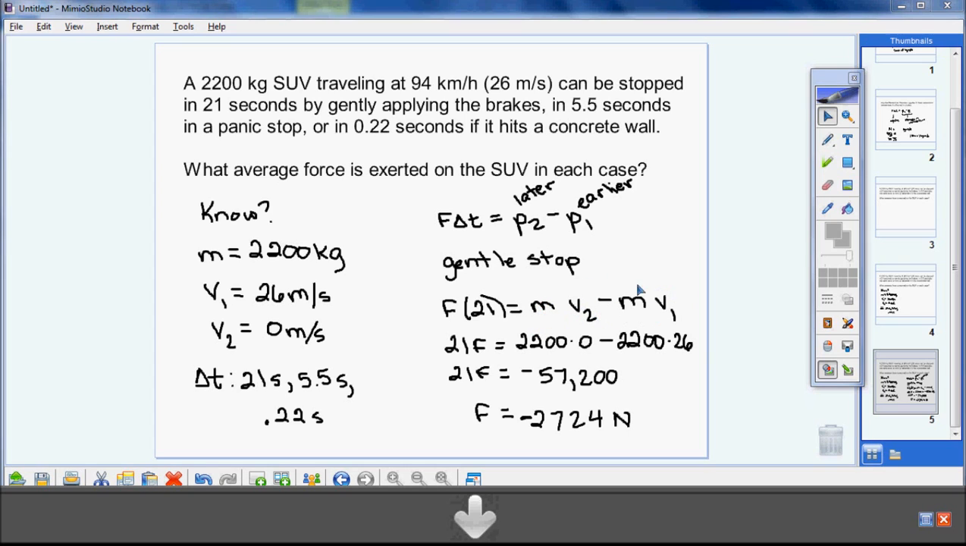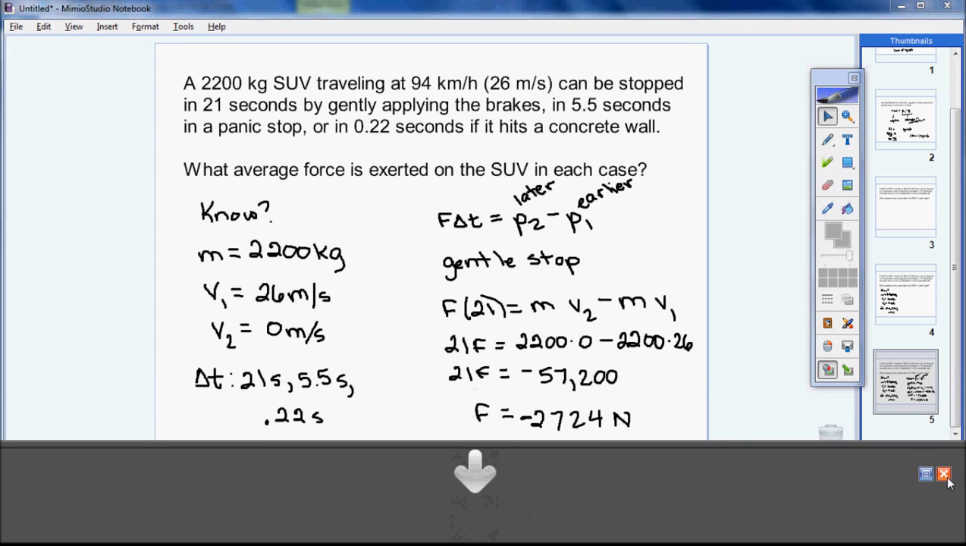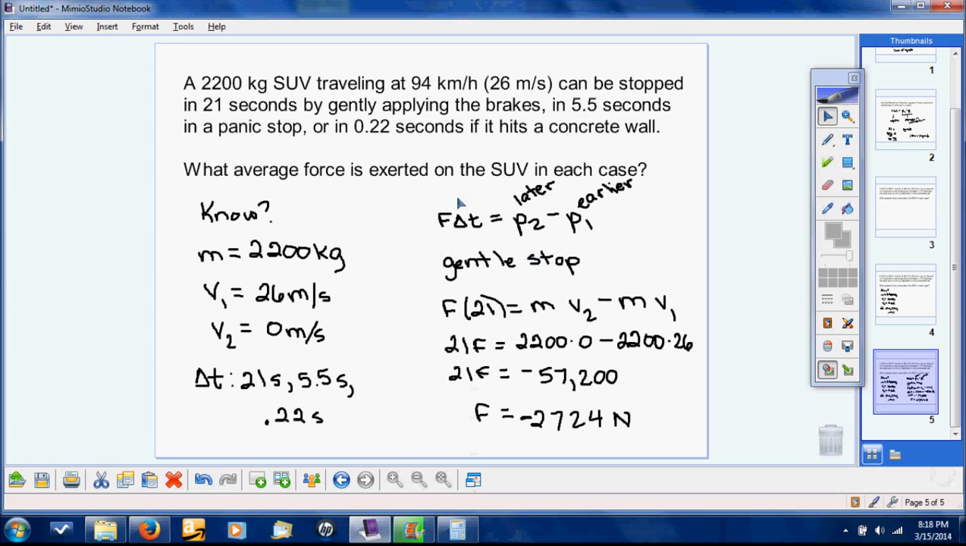Okay, so the change in momentum is going to be the same for all three time scenarios. Time is not part of the change in momentum. So that means when we do the other two problems, the 5.5 second problem, and the 0.22 second problem, we're going to be able to borrow this negative 57,200 because the change in momentum is the same in all three cases. The same thing happened. It ended at 0 and it started at 26. In all the cases, it just took a different amount of time to do that.